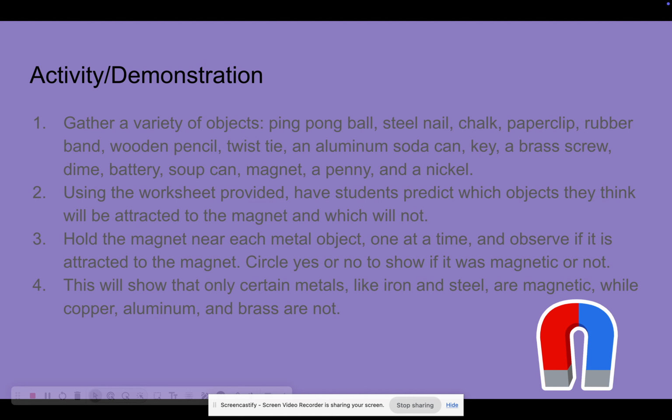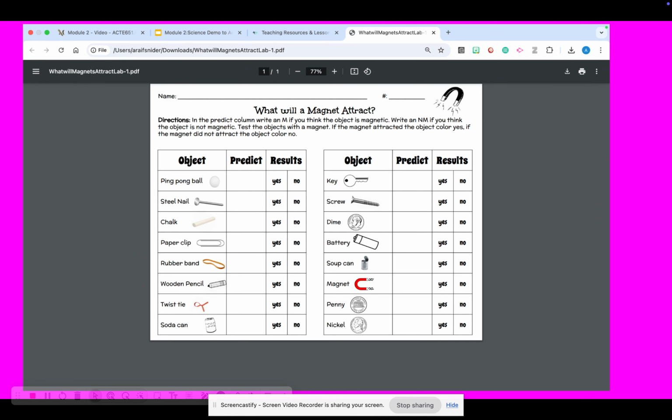At that point, we will have a class discussion on why certain metals like iron and steel were magnetic, while the things made of copper, aluminum, and brass were not. So here is the worksheet that I use. You can see the objects listed there, and a place for them to predict whether they think it'll be magnetic or not. They would just write an M if they think it's going to be magnetic, and an N if it's not going to be magnetic. And then once they test if it is magnetic, they circle either yes or no.